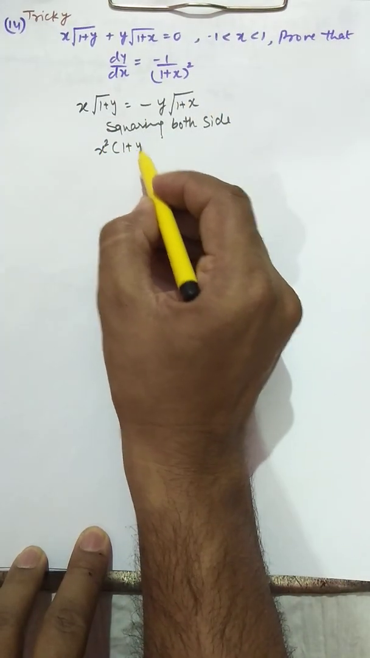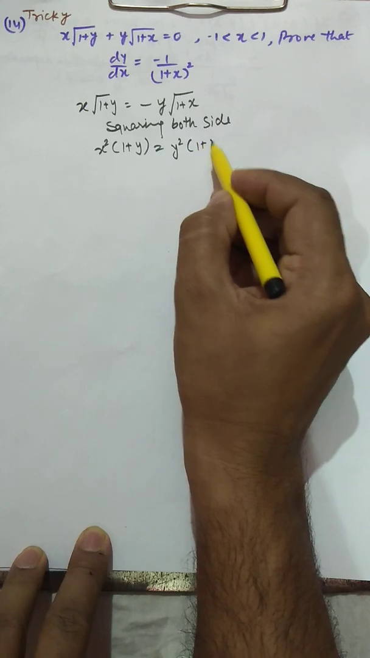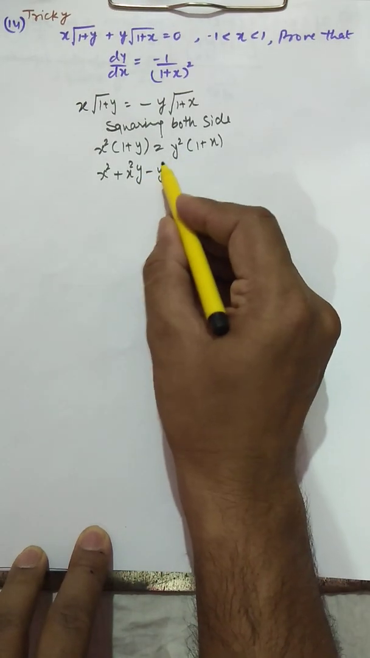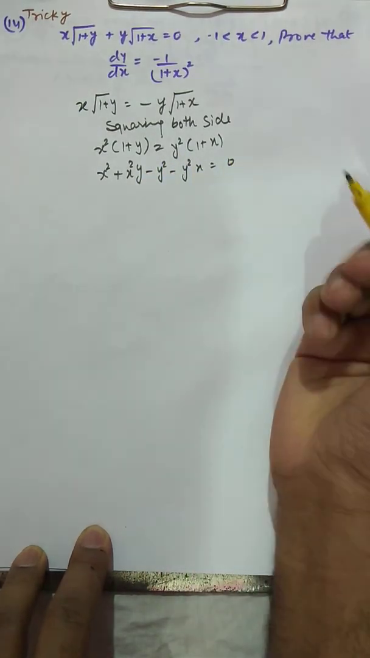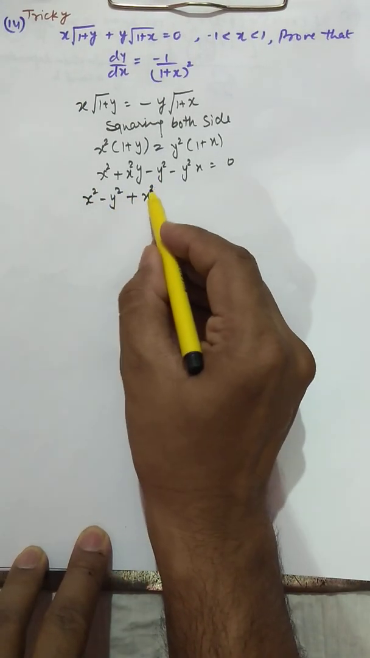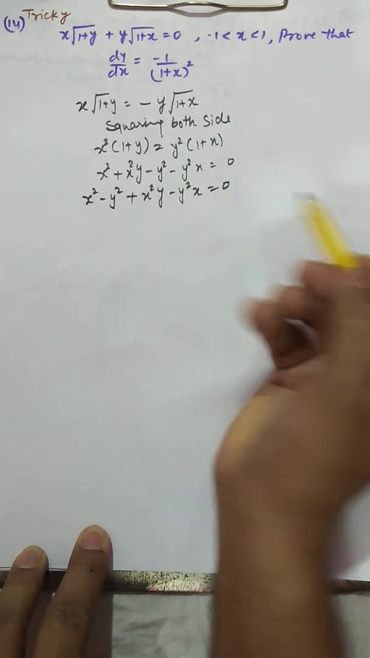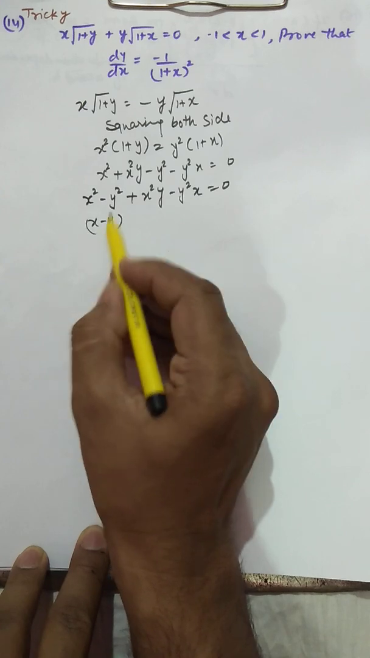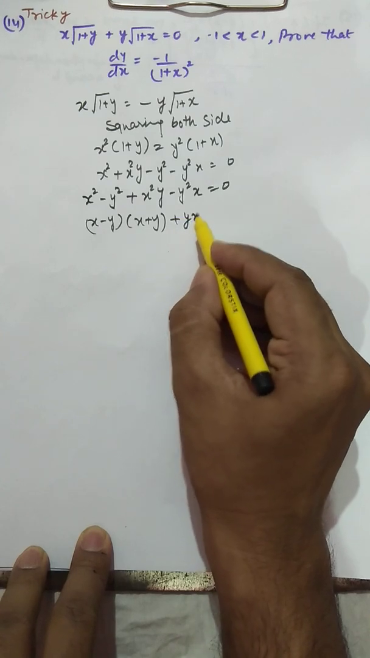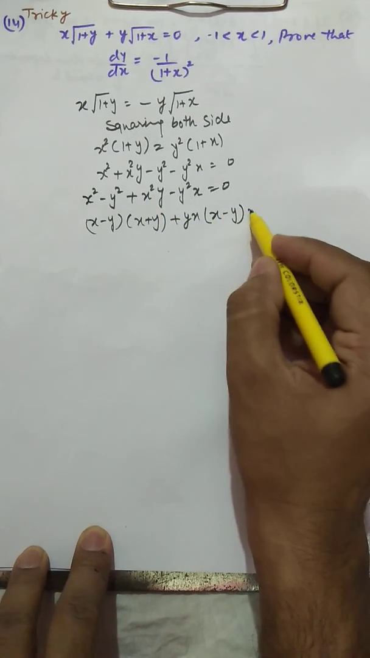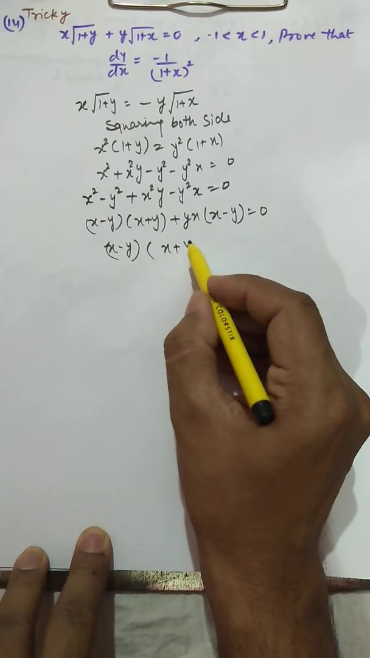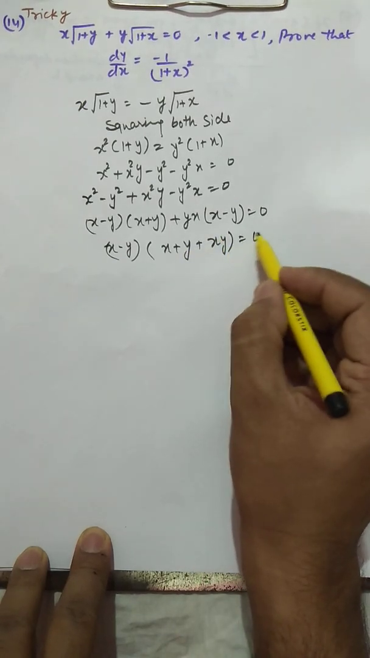So this becomes x square (1 plus y), and this will become y square (1 plus x). Now you simplify: x square plus x square y plus y square plus y square x equal to 0. You can see that x square and y square can be taken together, and x square y and y square x can be taken together. So here you can use a minus b, a plus b whole square. This is x plus y, and this you can take xy common, so it becomes x minus y, this equal to 0. Further you can see that x minus y is common, so after taking common you are getting these two factors.